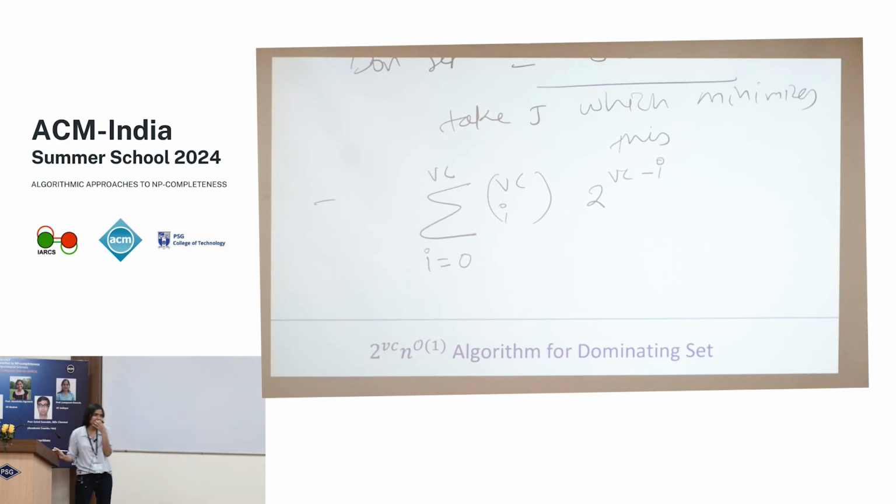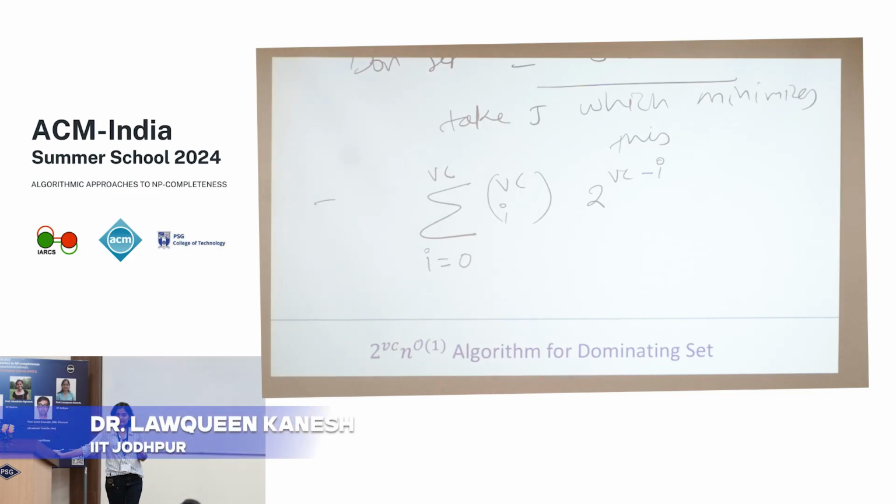Can I write it this way? What is step 1 doing? Just taking a subset and then doing some steps in polynomial time. Delete these neighbors here, delete that neighbor here, and that's all. All those are polynomial time steps, if I have the knowledge of which set I am taking. And how many sets do I have? Summation I equals 0 to vertex cover, vertex cover choose I many sets.